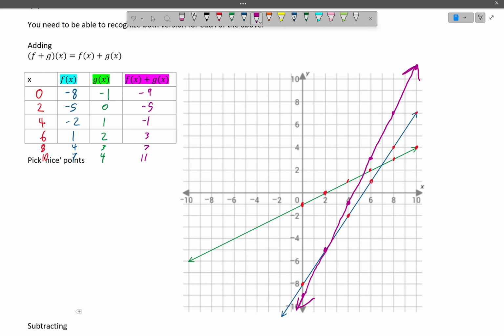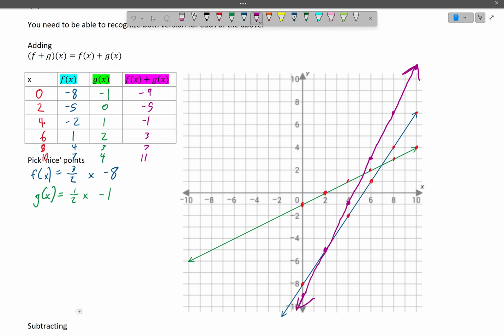Okay, and what's kind of cool about this is when we look at the actual functions themselves, hopefully you can see that f of x, if we think about it as y equals mx plus b, it's -8, that's the b value. It's growing, so it's positive. It's going up by 3, over to the right by 2, so 3 over 2. The g of x function is 1 over 2. It's still growing, but it's got a -1 like that.